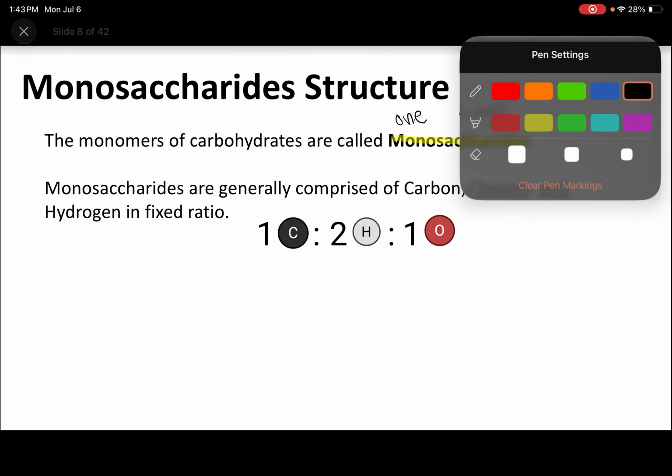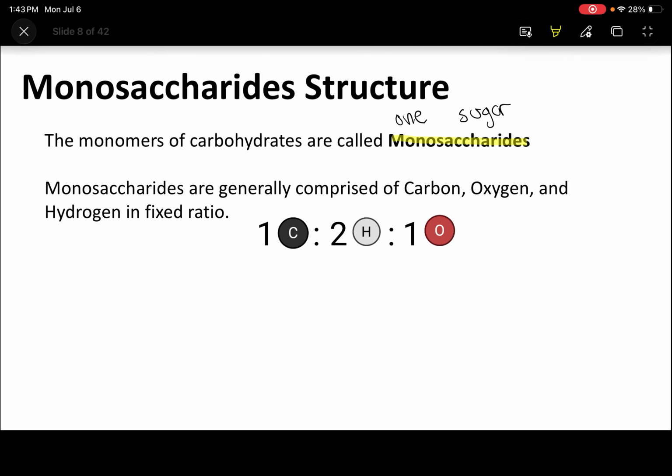These monosaccharides are made up of three specific elements: carbon, oxygen, and hydrogen. These three elements are in a fixed ratio. For every one carbon, you get 2 hydrogen and 1 oxygen. For example, glucose is a monomer of carbohydrate. It has 6 carbons, so it has 12 hydrogens and 6 oxygens. So glucose is a monosaccharide in the carbohydrate world.